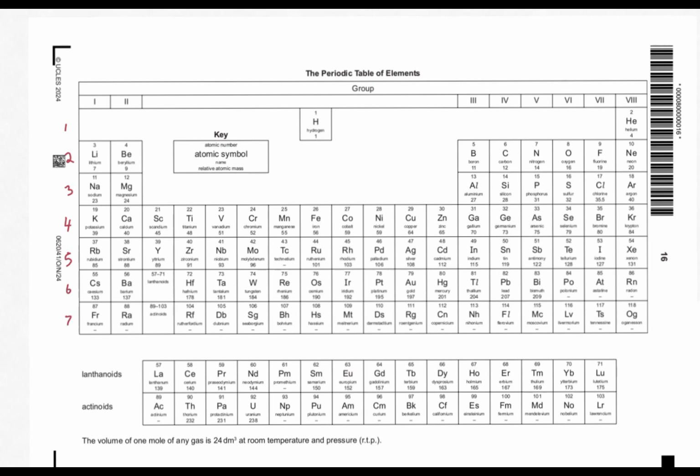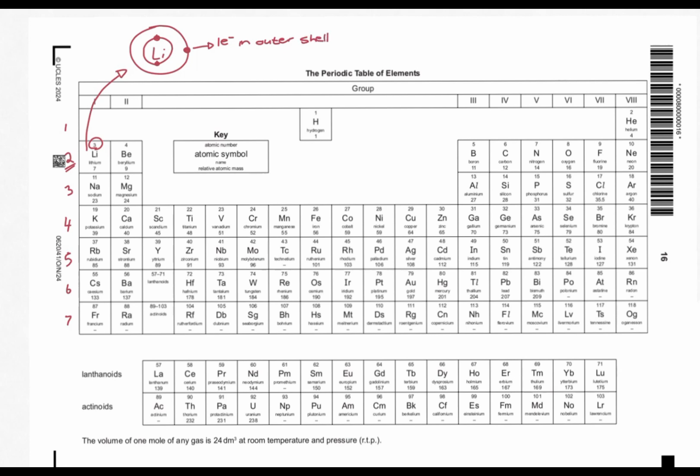Now the period that an element is in also tells us how many shells for our electrons that element has. So let's look at lithium as an example. Lithium has a total of 3 electrons with a total of 2 shells. Now my first shell can have a maximum of 2 electrons, and my outer shell can have a maximum of 8 electrons. But this one only has 3 electrons, so my outer shell here would only have 1 electron.